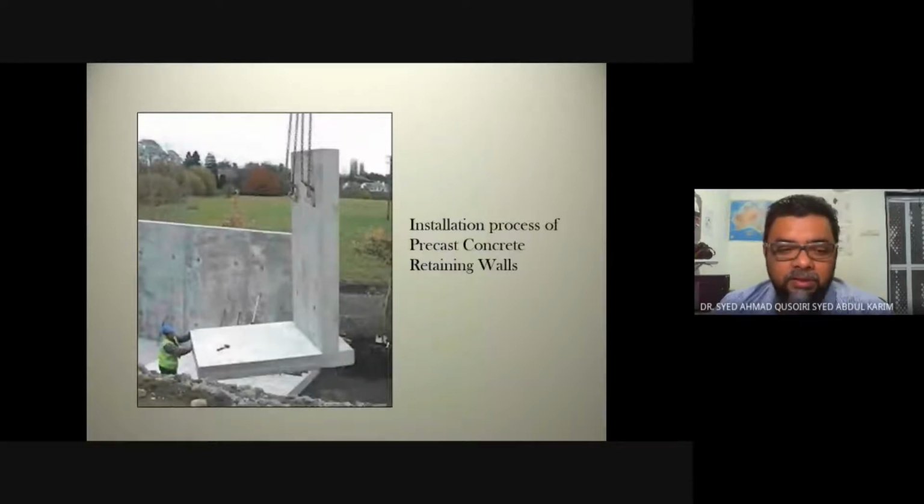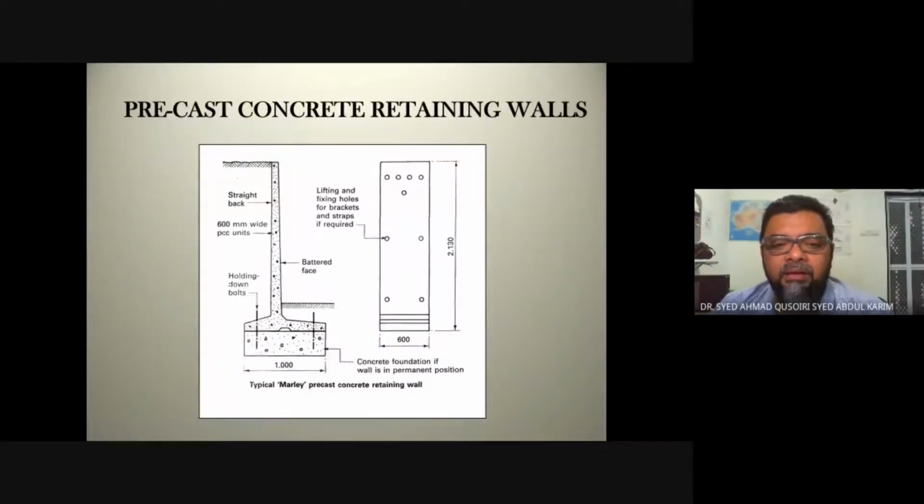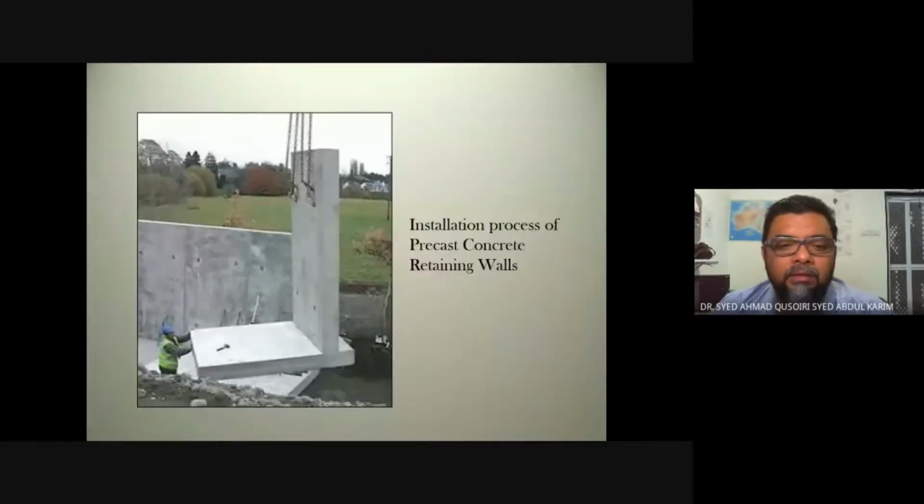So this is the process of installation. Since this is precast concrete, it needs to be lifted into place. So it has all these lifting holes, so we can use a crane to lift it. Over here you can see.